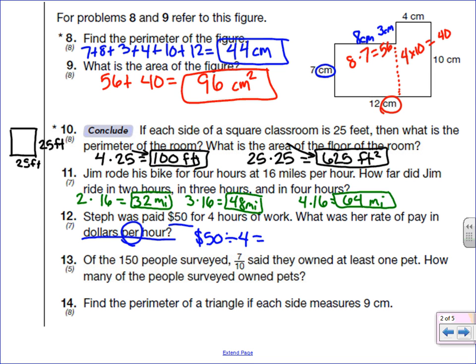50 divided by 4, well, 48 divided by 4 would give me 12. And then I have $2 divided by 4 would give me 50 cents. So she's making $12.50 per hour. The other way that you could write that would be $12.50 with the fraction sign. Fraction sign represents division, so $12.50 per hour.